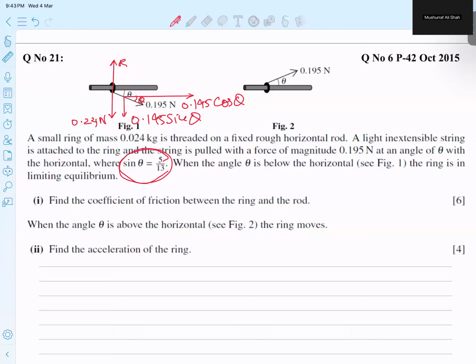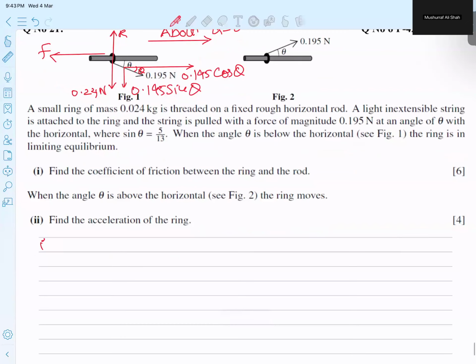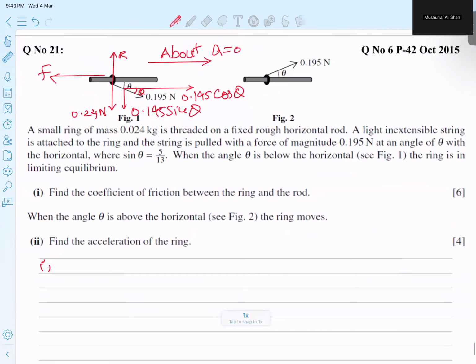Now common sense: we read the question carefully, and the sine theta value is given, and it says limiting equilibrium. It means it is about to move to the right side, but not moving. It means equilibrium, so acceleration is 100% zero, and friction will act backwards. And one more thing, you know it very well, students: when this condition happens, left force equals right force, and upward force equals downward force.